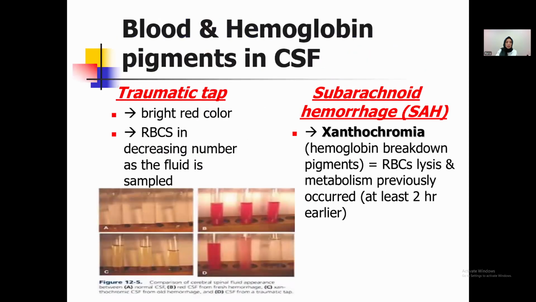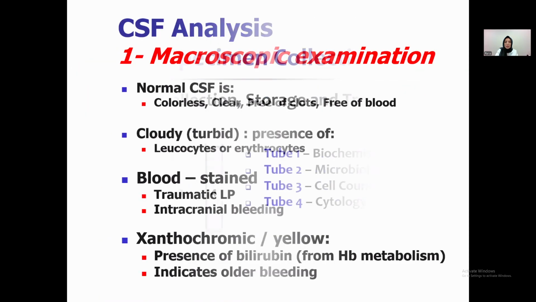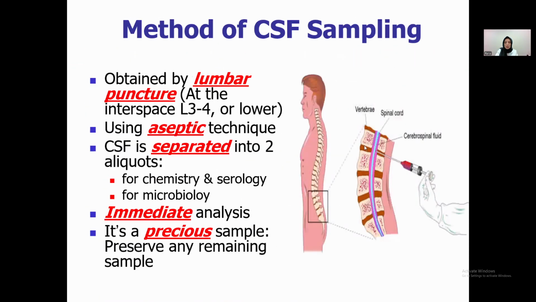So how can we differentiate between traumatic tap and subarachnoid hemorrhage or xanthochromia? At the beginning, let's go back to this illustration. When the treating physician goes in to get the CSF, sometimes it leads to rupture of some of the vessels, some veins. And when there is a rupture, the needle will get some blood from these veins.